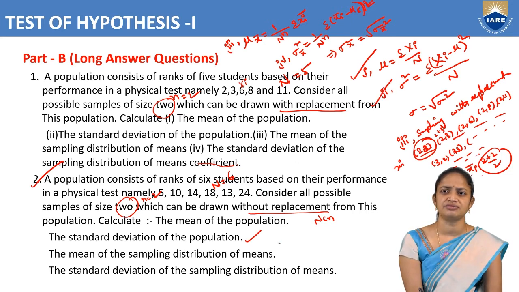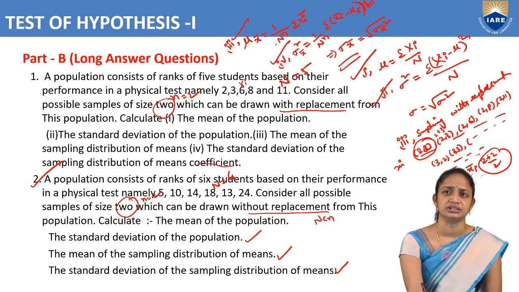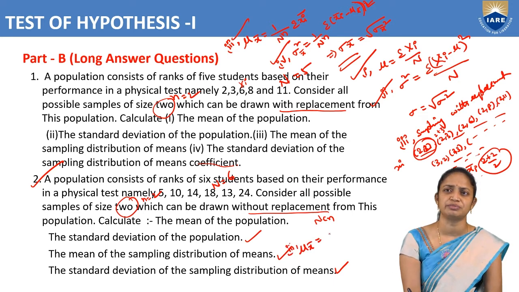And the next one is the mean of the sampling distribution of means. For that, we need to write mu x bar equal to 1 by N power n into summation xi bar. And the last one is the standard deviation of the sampling distribution. For that we need to calculate the variance first. After that we need to calculate the standard deviation. So some difference is there in the third formula. Our third formula is mu x bar equal to 1 by NCn, here we have to use NCn xi bar.